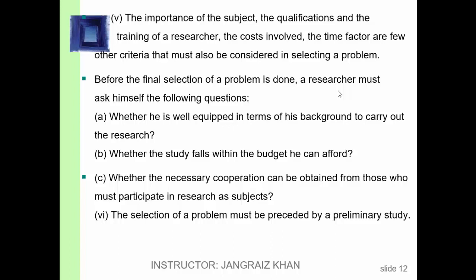Before the final selection of the problem is done, a researcher must ask himself the following questions. Is he well equipped in terms of the background to carry out the research? Does the study fall within the budget he can afford? These are almost the explanation of the first paragraph. Point number 5: whether the necessary cooperation can be obtained from those who must participate in this research. Number 6: the selection of a problem must be preceded by a preliminary study.